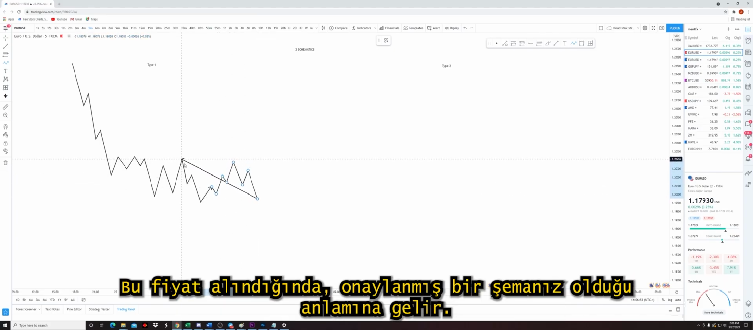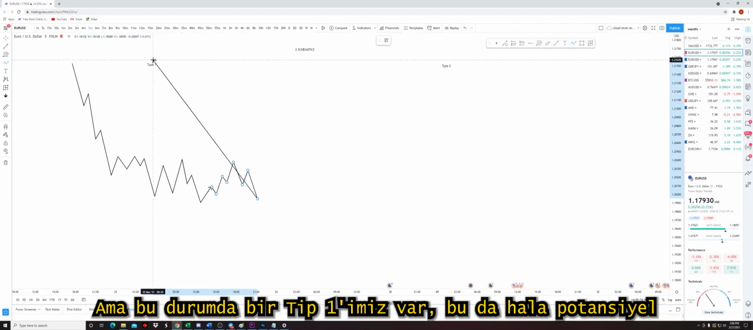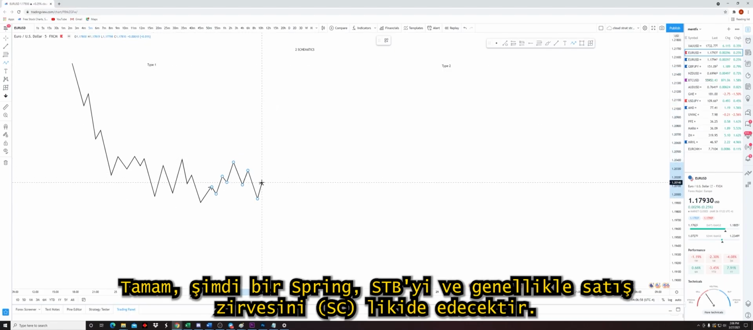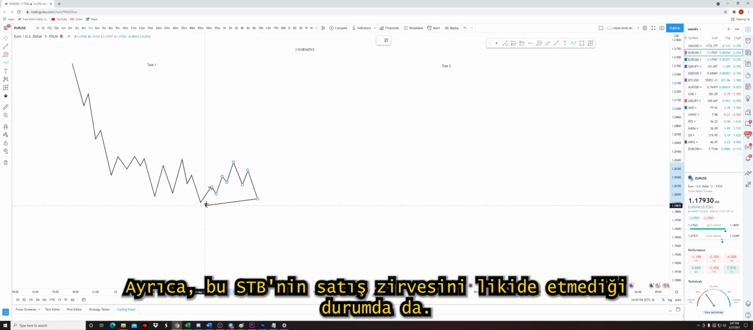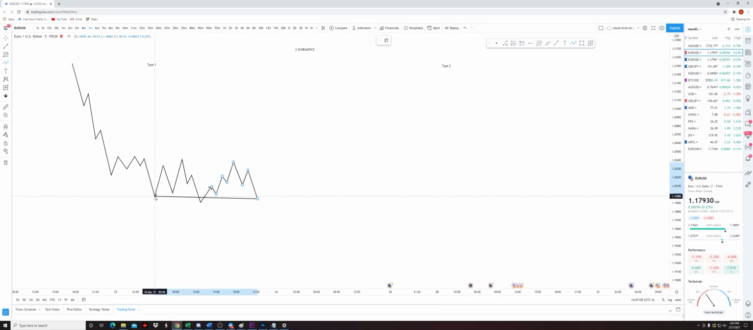When this price is taken out, it means you have a confirmed schematic. But in this case, we have a type 1, which means we still need to undergo a potential spring, okay? Now, a spring will liquidate the ST and B, and usually the selling climax also. In the case that this ST and B didn't liquidate the selling climax.